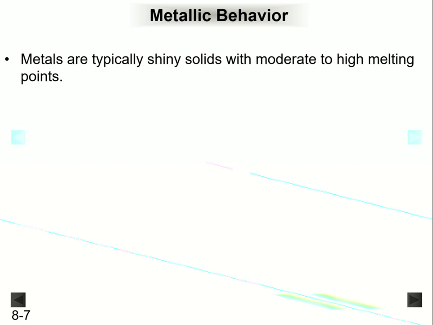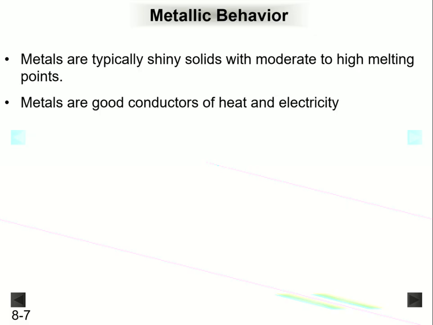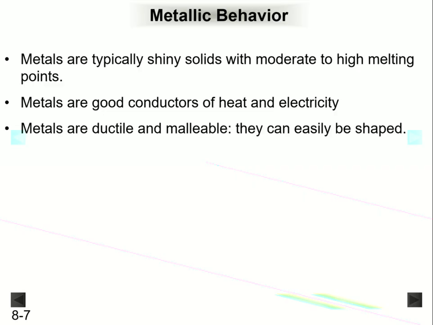Melting points are reasonably high. We'll find out that's due to metallic bonding later. Metals are good conductors of both heat and electricity. They're ductile and they're malleable, and that means that they can be flattened or drawn into wires, and they can be easily shaped. And they're somewhat stretchy in that sense. Even though they're tough elements, they're stretchy.